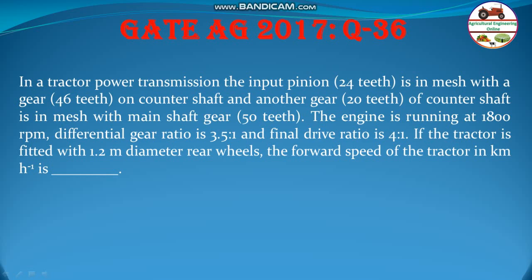Let us solve a problem from GATE 2017, question number 36. In a tractor power transmission, the input pinion with 24 teeth is in mesh with a gear of 46 teeth on the counter shaft, and another gear of 20 teeth on the counter shaft is in mesh with a main shaft gear of 50 teeth. The engine is running at 1800 rpm. Differential gear ratio is 3.5:1 and final drive ratio is 4:1. If the tractor is fitted with a 1.2 meter diameter rear wheel, the forward speed of the tractor in kilometers per hour will be? Let us go to the solution part.